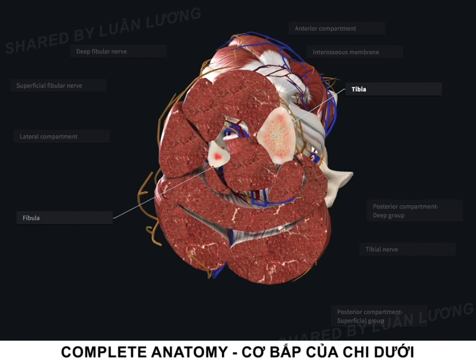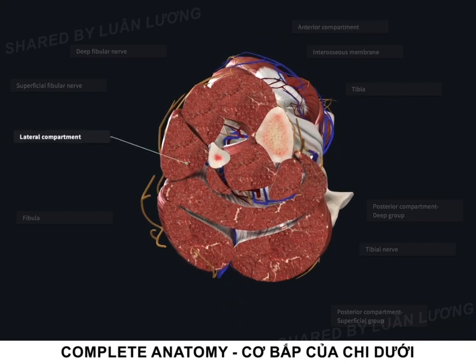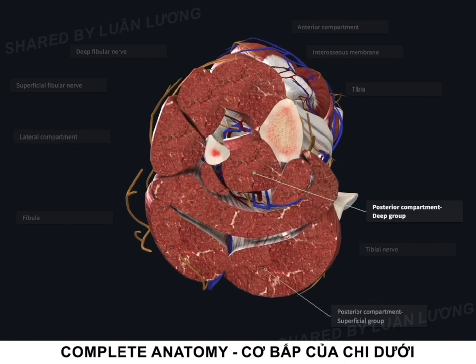If I am positioned anterior to the interosseous membrane, I find myself in the first of the three compartments, the anterior compartment of the leg, which is going to have four muscles. If I go lateral to the fibula, I'm going to find myself in the lateral compartment of the leg, which has two muscles. Posterior to the interosseous membrane and the two bones within the leg, I'm going to find myself within the posterior compartment, which has two groups, a more superficially located group and a more deeply located group.